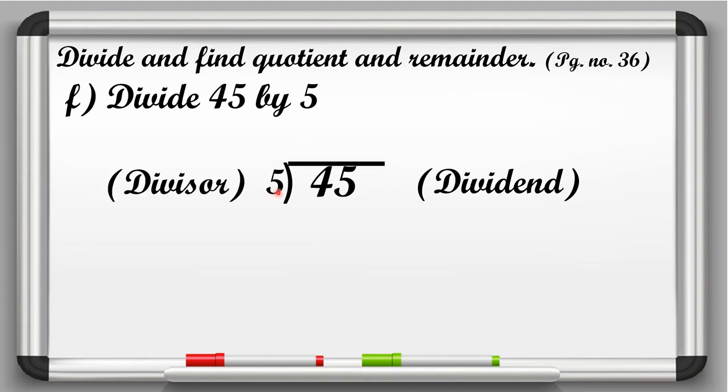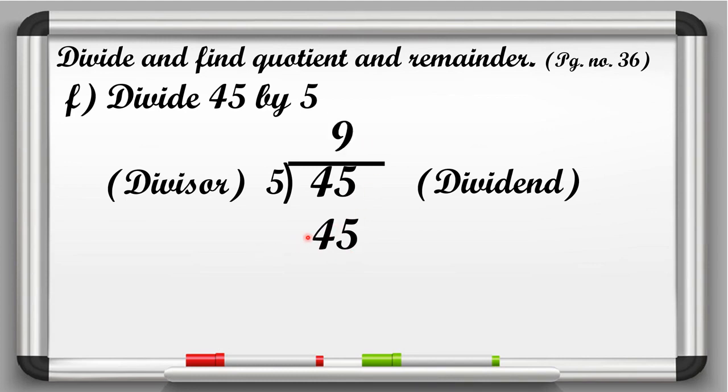So let's start. 5 की टेबल में हमने देखना है कि 45 कौन से नंबर पे आया. 5 ones are 5, 5 twos are 10, 5 threes are 15, 5 fours are 20, 5 fives are 25, 5 sixes are 30, 5 sevens are 35, 5 eights are 40, 5 nines are 45. So at the number 9, 45 comes. So here we will write 45 below 45. ठीक है, 45 के नीचे हम 45 लिख देंगे और यहाँ पे क्वोशंट के प्लेस पे we will write 9.